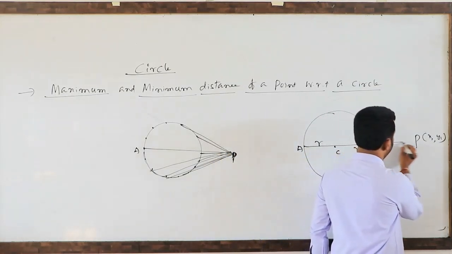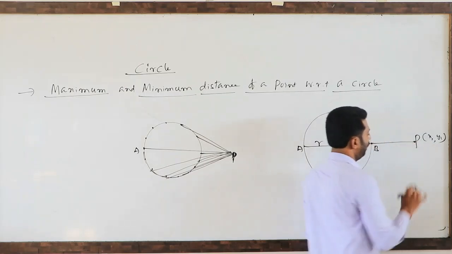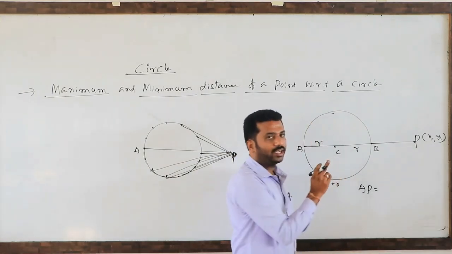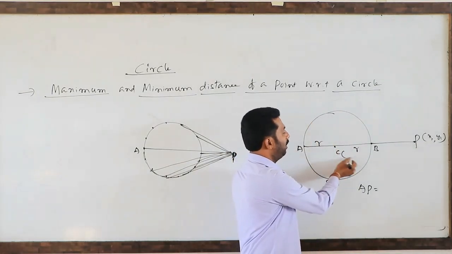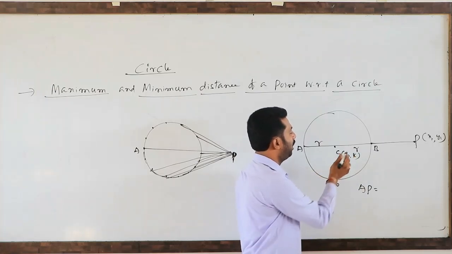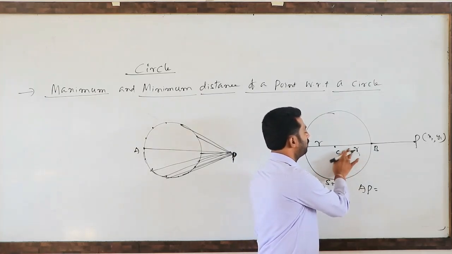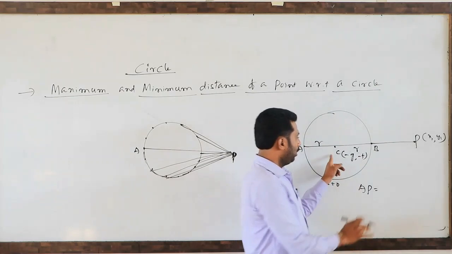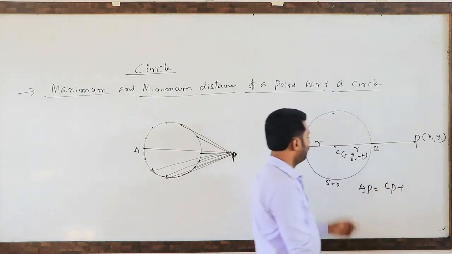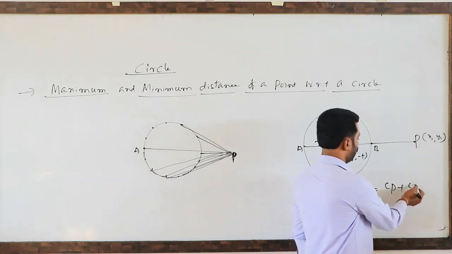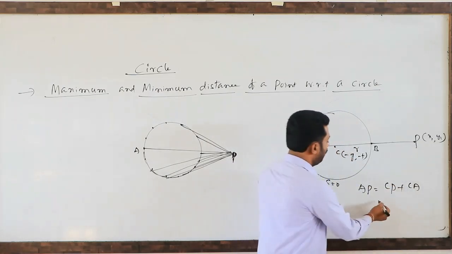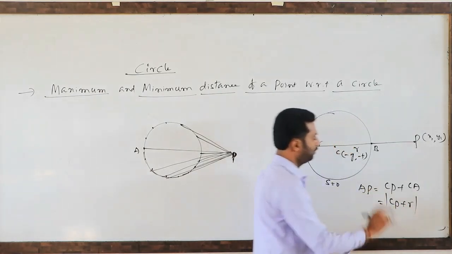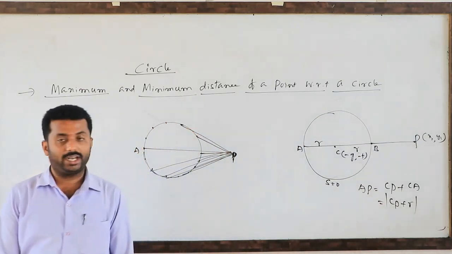You observe, this is the point P. A to P, how to calculate? Very simple. Center already we calculated, because the circle is given, we can calculate the center. That is h comma k, or minus g comma minus f also we can take. So you calculate Cp plus what we want? Ca. See here, Cp we already calculated. Cp plus R is the greatest distance.